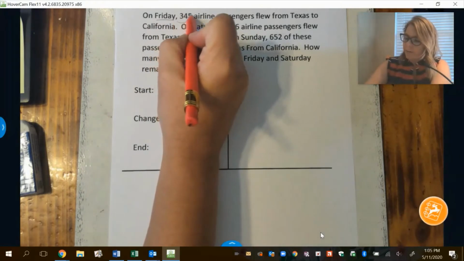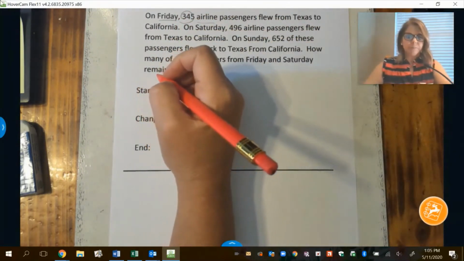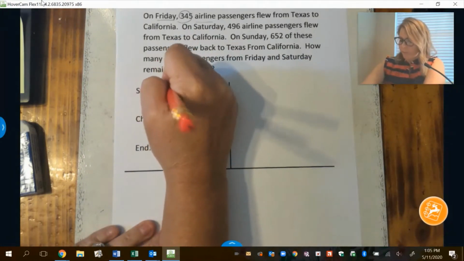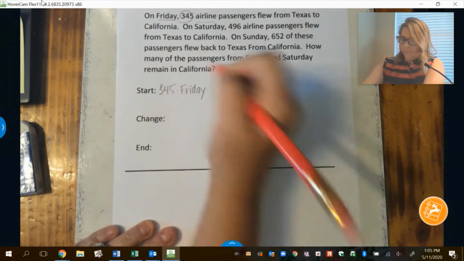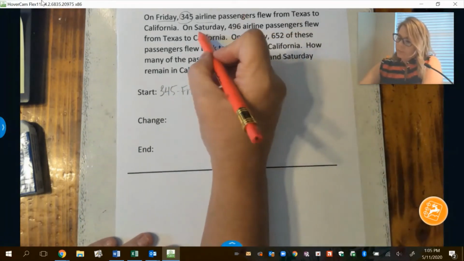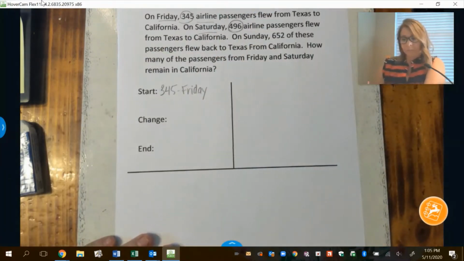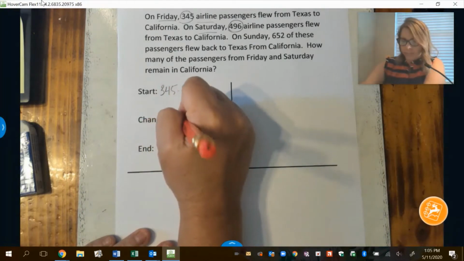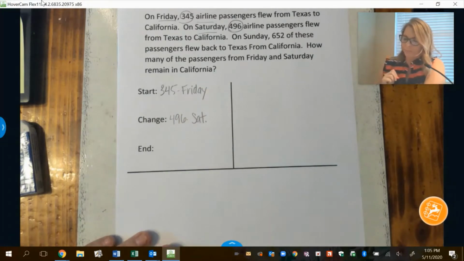On Friday, 345 passengers flew from Texas to California. So let's put 345 here for Friday. Now there is a change. On Saturday, 496 passengers flew from Texas to California, so 496 more, so that's a change, 496, and that's for Saturday, and I'm going to abbreviate that.